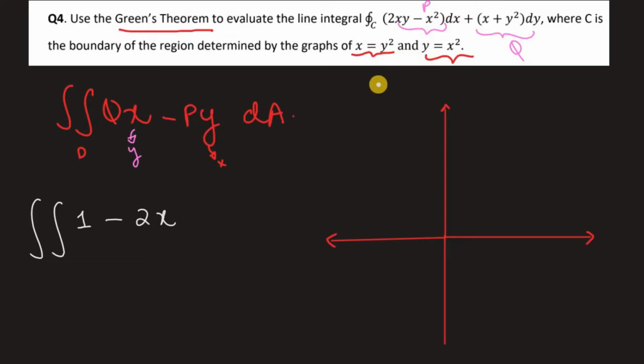Now to get the region, you need to draw it, right? So the first equation that you have over here is this one, and the second one is this one. Let's go ahead and draw this equation first, because it's already in terms of y equals. So y equals x squared, you already know it from high school. It's nothing but a parabola.